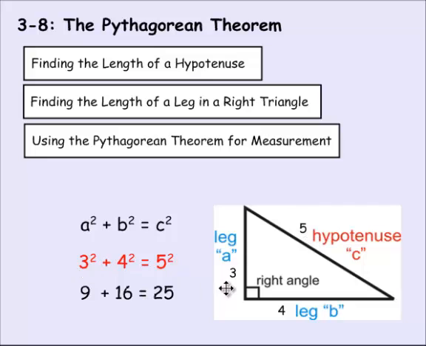So for this example, the short sides are 3 and 4, so we have 3 squared plus 4 squared equals the long side 5 squared. Let's see if that's true. 3 squared is 9, plus 4 squared is 16, so 9 plus 16 equals 25. And look, the square root of 25 equals 5. So that is very true. Let's use that as we solve these problems then.